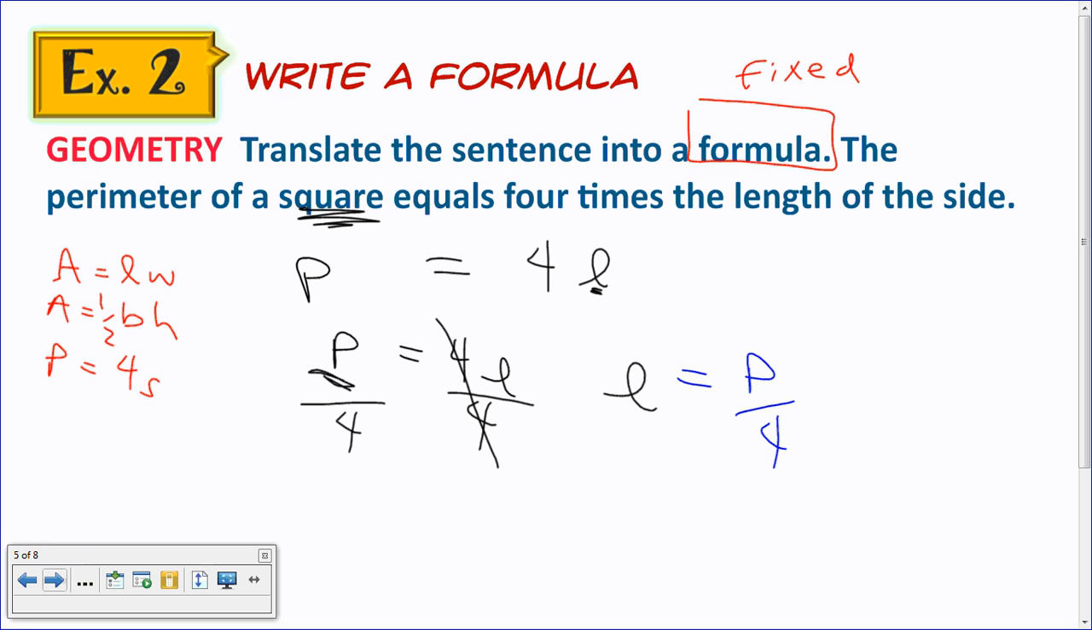You guys understand that concept? We're going to get to some of those and you're going to be confused. You might even want to draw a little arrow there. Solve for L.